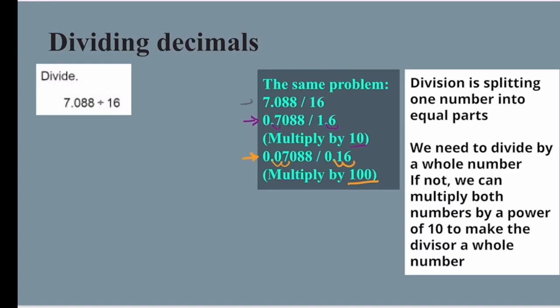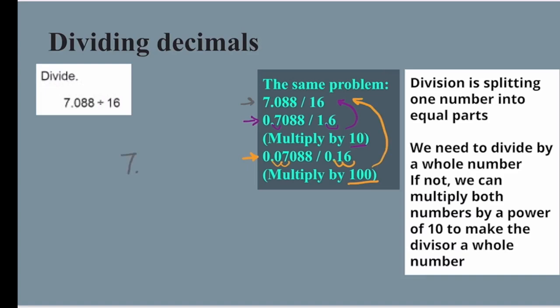The problem we're doing is 7.088 divided by 16. So 7 and 88 thousandths divided by 16. All three of these problems are equivalent when you actually multiply by 10 or multiply by 100. Those problems will end up looking the same way. So this is straight up division.